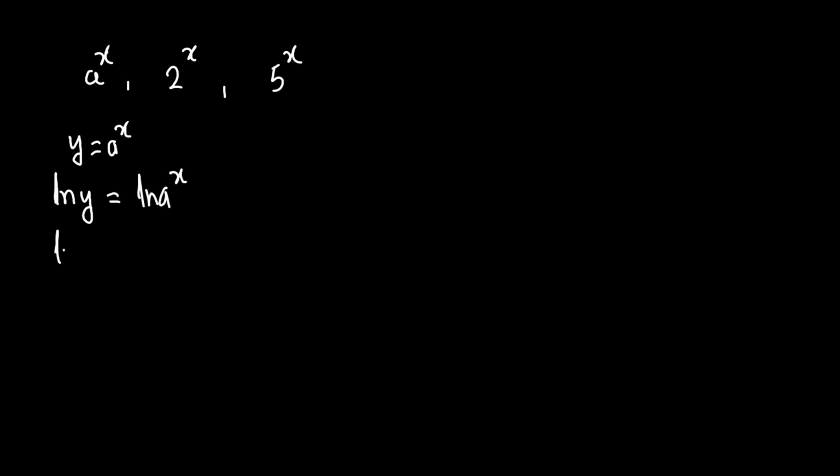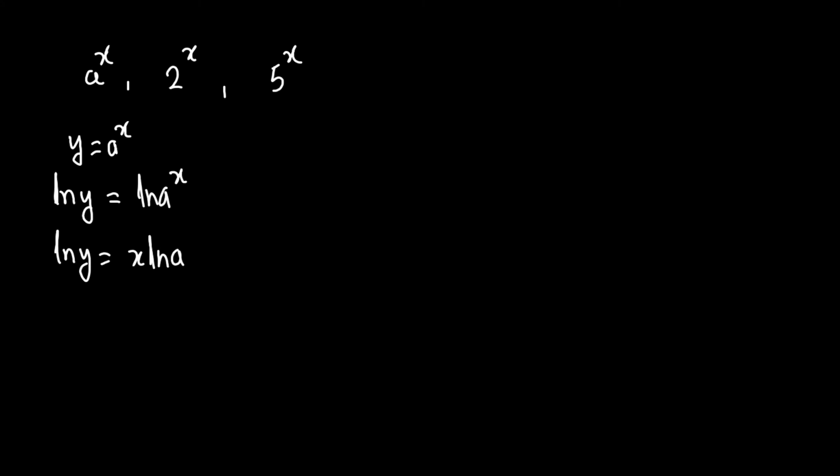How to differentiate a to the power x, 2 to the power x, or 5 to the power x, anything like this. So let us consider y equals a to the power x. Then if we apply ln, the exponential base logarithm, on both sides, we can write ln y equals ln of a to the power x. So the term becomes ln y equals x ln a.